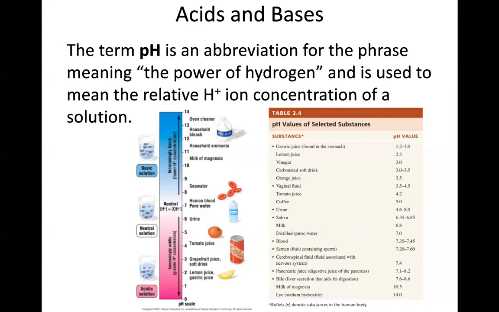I'm not going to ask you to know any of those pH values other than one, and that's blood, which has a pH of 7.4-ish, because as we know, we don't ever have a perfect balance of anything. Controlled conditions are never perfectly in balance. There's a dynamic equilibrium.